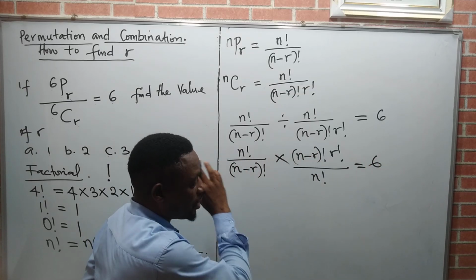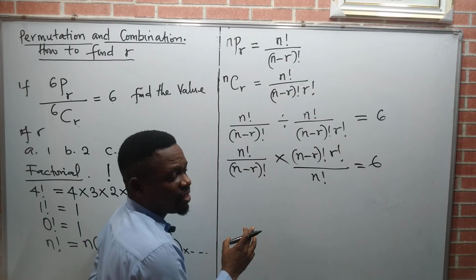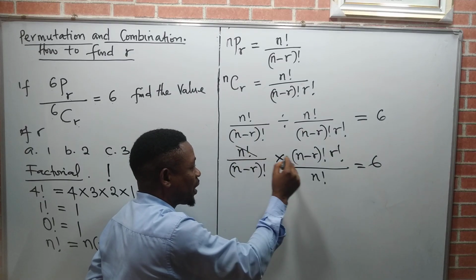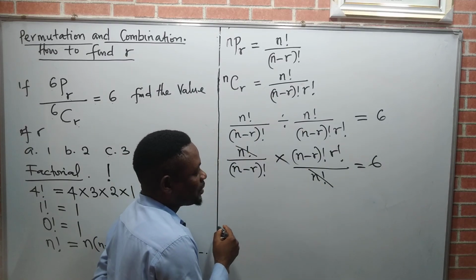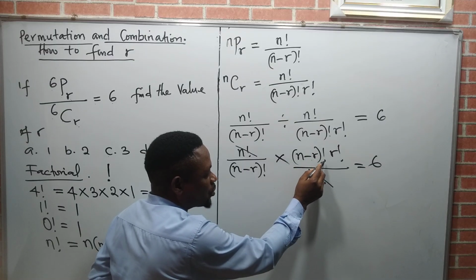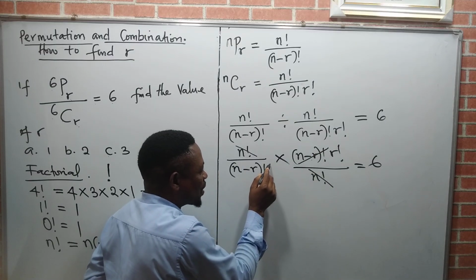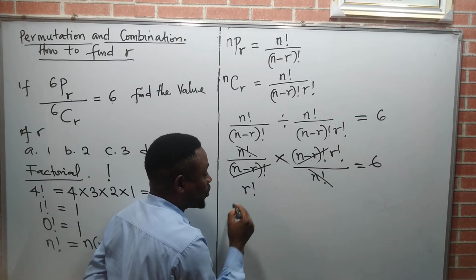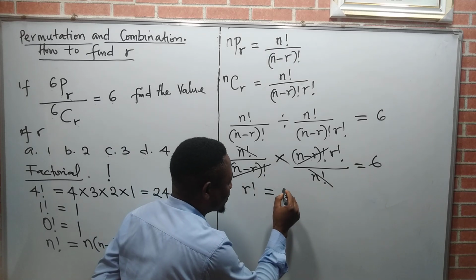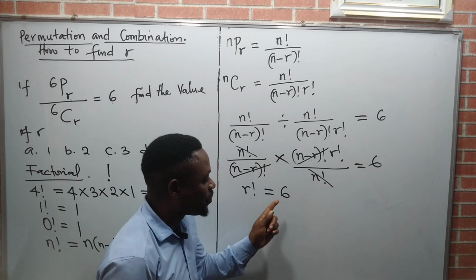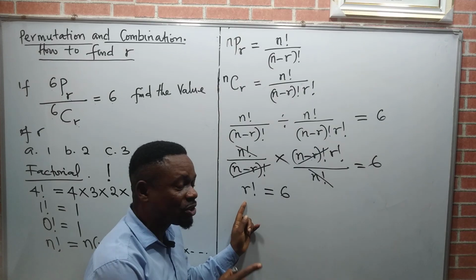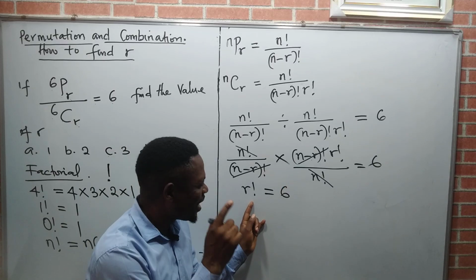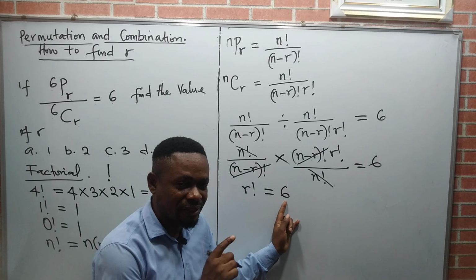Now I don't want to substitute any value yet, but if you observe this critically, you can agree with me that something can cancel itself here. How? N factorial up, we cancel n factorial down. Then again, n minus R, all factorial up, we cancel n minus R, all factorial down. Can you observe that the only thing that is left there is R factorial? And R factorial is now equal to 6. Now this cannot be the final answer. Do you know why? They didn't say you should find R factorial. What they asked is R.